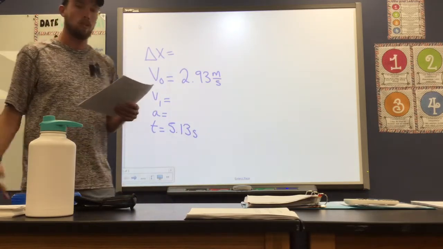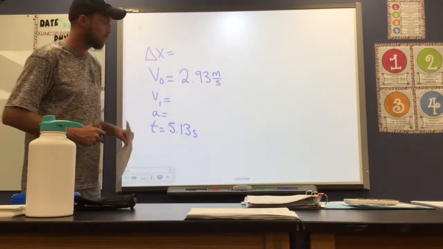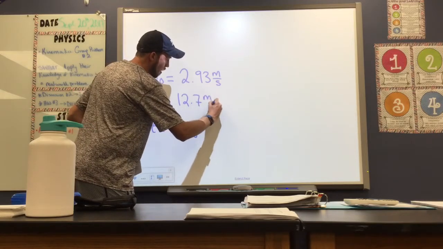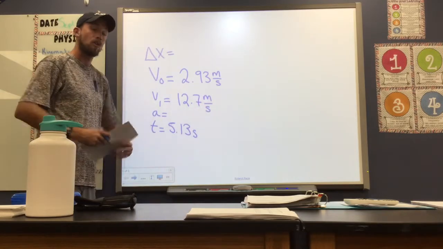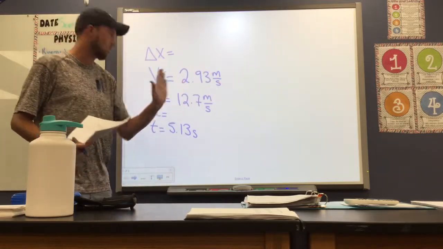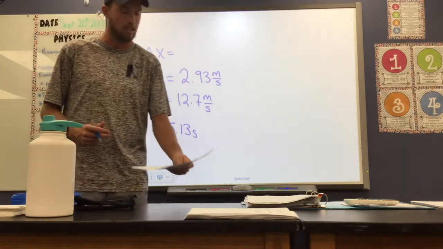Now during that time interval, my car is going to speed up to now 12.7 meters per second. I'm going to call that 12.7 meters per second my V1, or final velocity. So effectively what's happening here is you're traveling down the road at some speed, you hit the gas, your speed increases, and you do that for roughly 5.13 seconds.